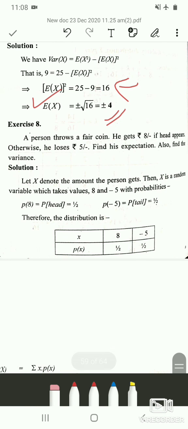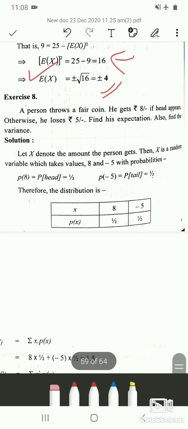So the eighth problem is, a person throws a fair coin. He gets rupees 8 if head appears. Otherwise he loses rupees 5. Find his expectation and find the variance.